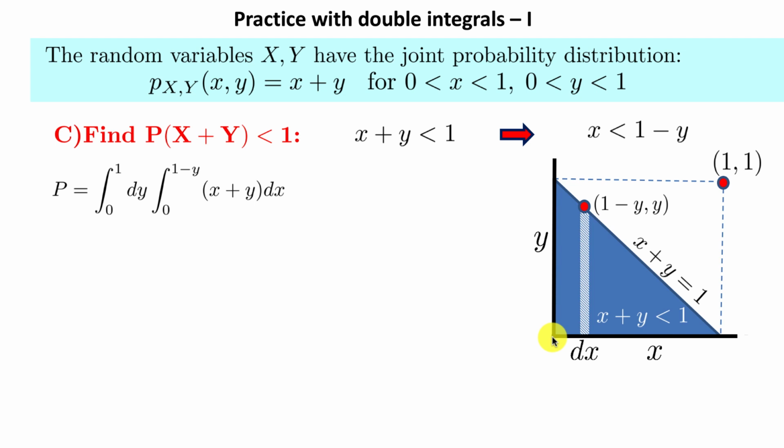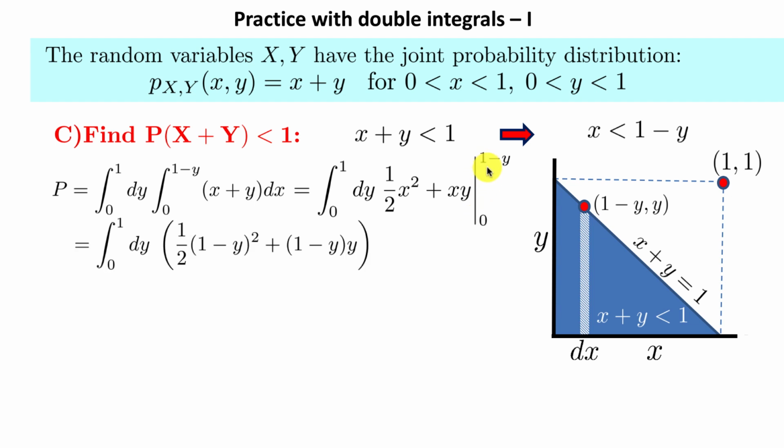X will be integrated all the way from 0 to 1 minus y. So whatever the value of y is, and we know that lies between 0 and 1, x will then go from here all the way up till here. So let's come back to this integral now that we have the limits. Well, if we integrate x, we get x squared over 2. If we integrate y, we get y into x. And now the limits of integration are 0 to 1 minus y.